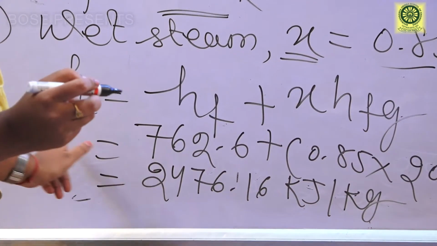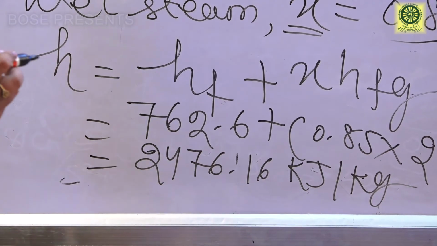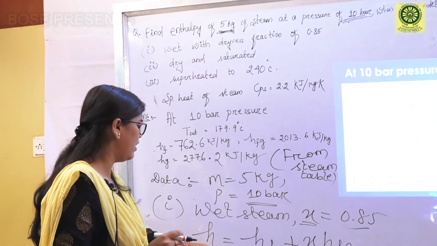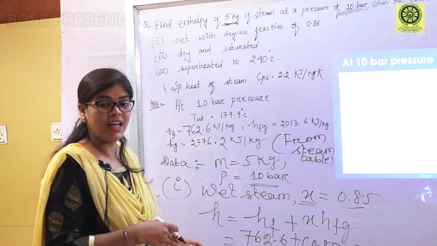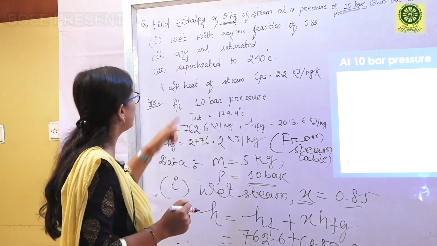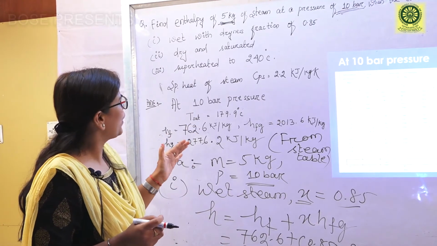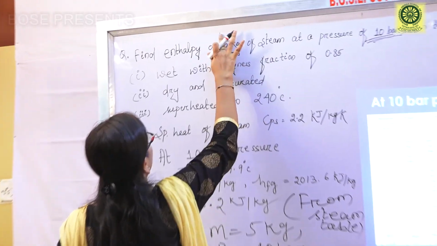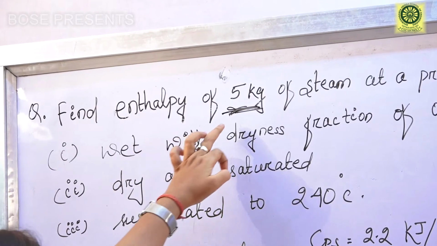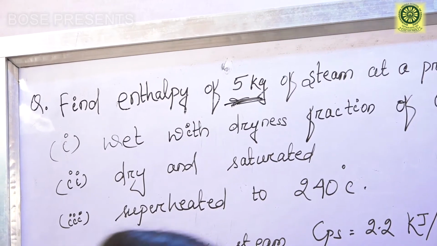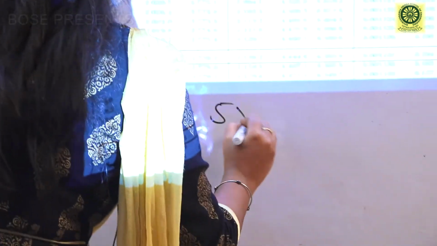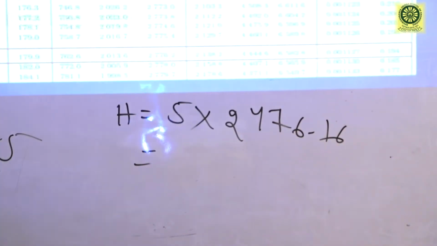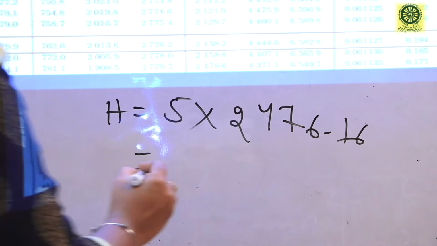This value is for 1 unit kg, and in my question it is given for 5 kg of steam, so you have to multiply by 5 in order to find the total enthalpy of the steam, because my mass is not 1 kg. If in your question it is given for 1 kg of steam, then no need of further calculation. But here my question is for 5 kg. So enthalpy will be 5 into 2474.16, and that will be 12370.8.